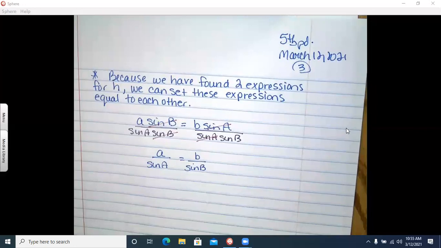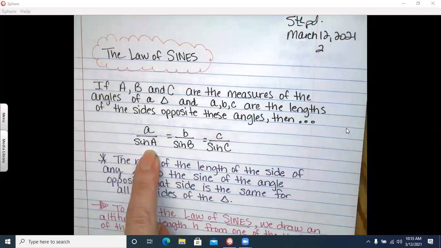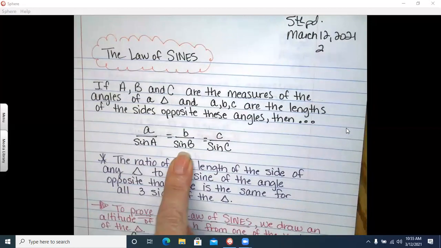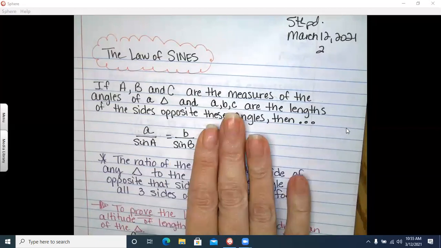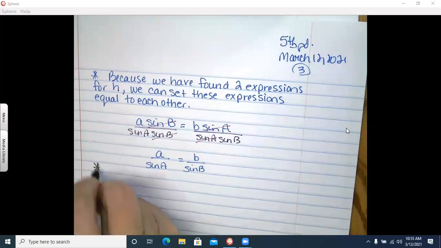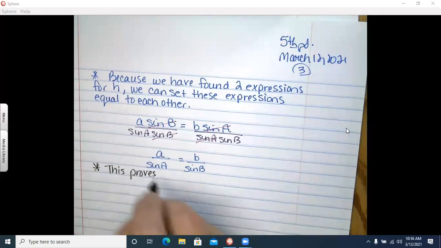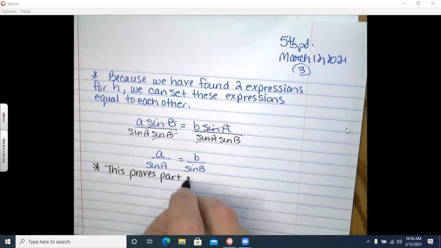Well, our law of sines was lowercase a divided by sine of A equals b divided by sine of B equals c divided by sine of C. Didn't we just prove part of the law of sines? Yes, so that was our goal. We haven't proved the whole thing, but we just proved part of the law of sines. This proves part of the law of sines.